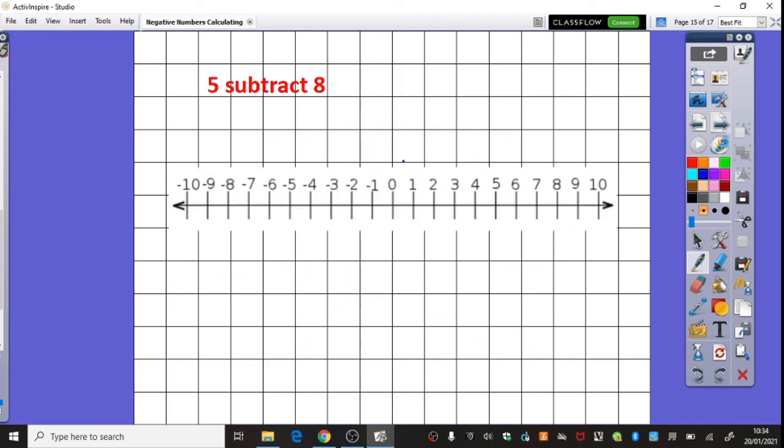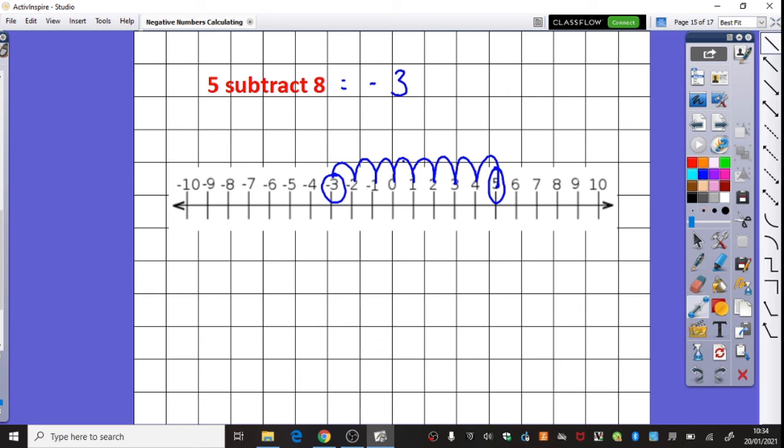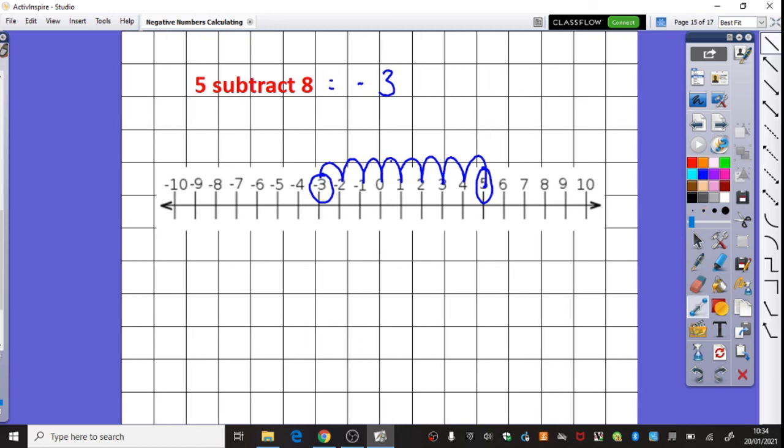Now we're going to look at subtraction. So this question is asking us to begin on 5, and we're going to subtract 8. 1, 2, 3, 4, 5, 6, 7, 8. So my answer there then is minus 3. I'm now just going to model that, for those of you, on a blank number line.